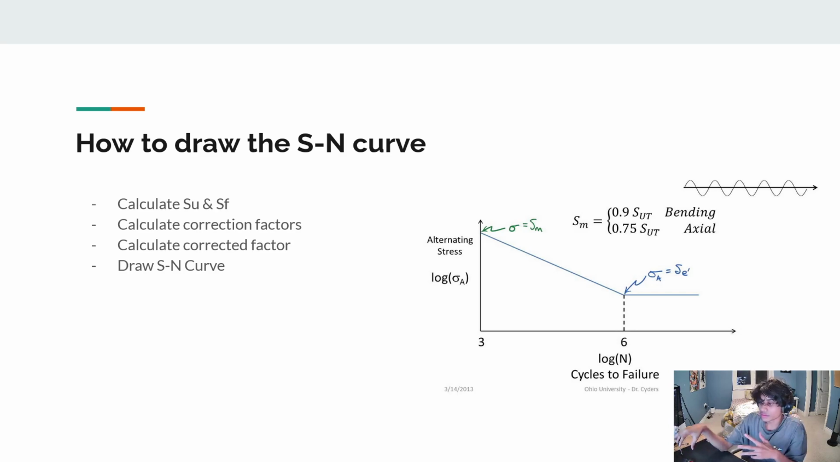Now, if we move down the ladder here, we're going to see the amount of cycles at 10 to the 6. That's 1,000,000 cycles. And the value for that is going to be your Sn. And your Sn is calculated through a combination of things. Specifically, you're going to need your Sn prime, you're going to need your CL, your CG, your CS, your CT, and your CR. And we're going to explain how you can derive these and actually get them pretty easily from a table and graph in the next slide here.